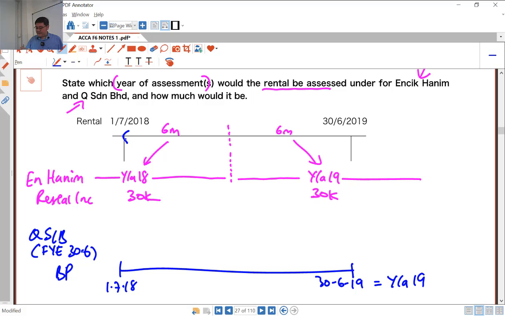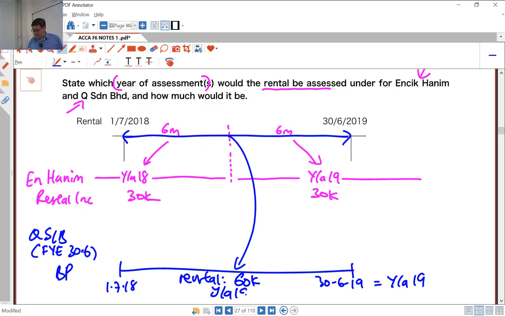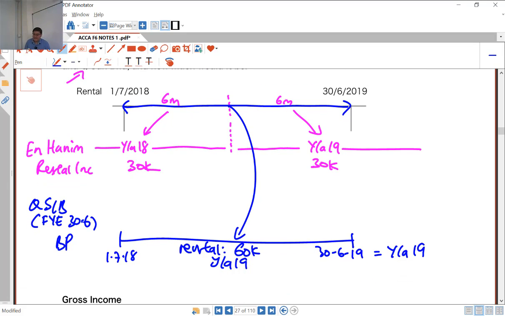And you notice this whole period is the same. So the entire rental, 60,000, will fall in Y19. Whereas in the first case you have 30, in the second case the whole rental falls into Y19. You know why this understanding is important for us? Because that gives more flexibility for a company.